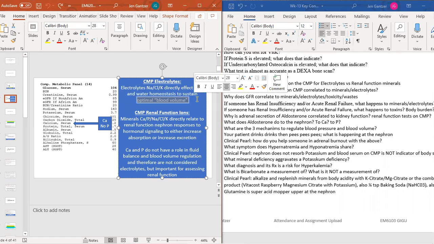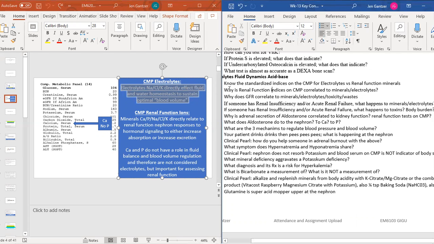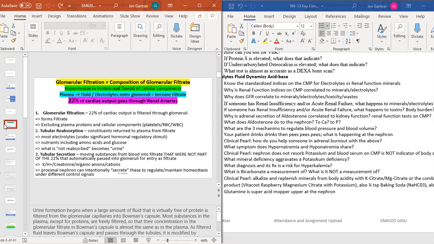However, our minerals also mop up acids. Acids are your H plus hydrogen atoms. That's acidity. So we can use different electrolytes to help manage body acidity, another really important function of electrolytes. Okay, so why are the renal function indices on CMP correlated to minerals and electrolytes? Because they are under tight regulatory control. Just like your calcium under PTH, vitamin D, calcitonin, and fibroblast growth factor 23, we have multiple hormonal regulatory feedback loops that manage water as well as the minerals.